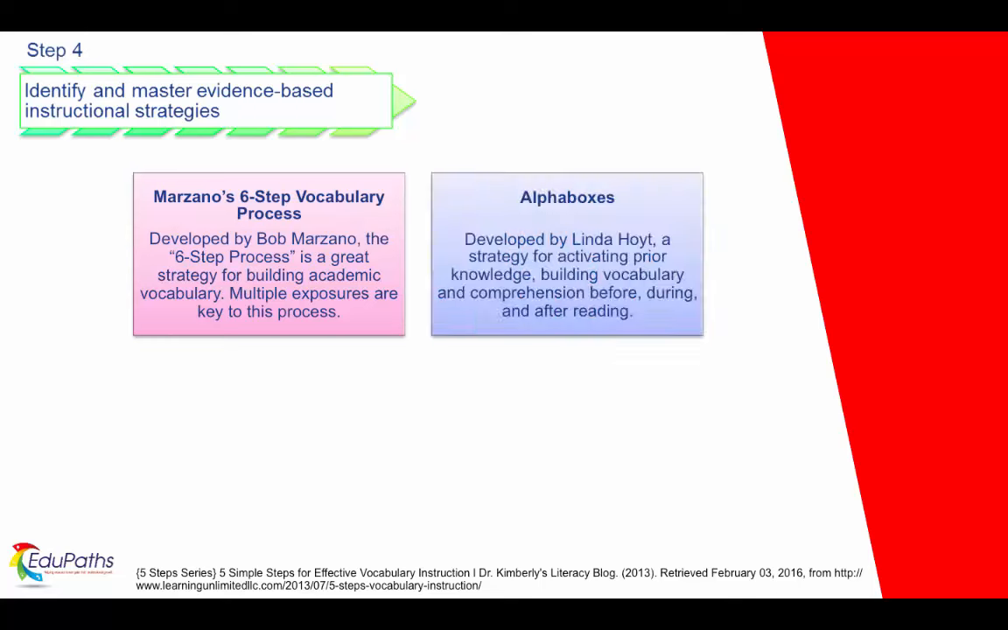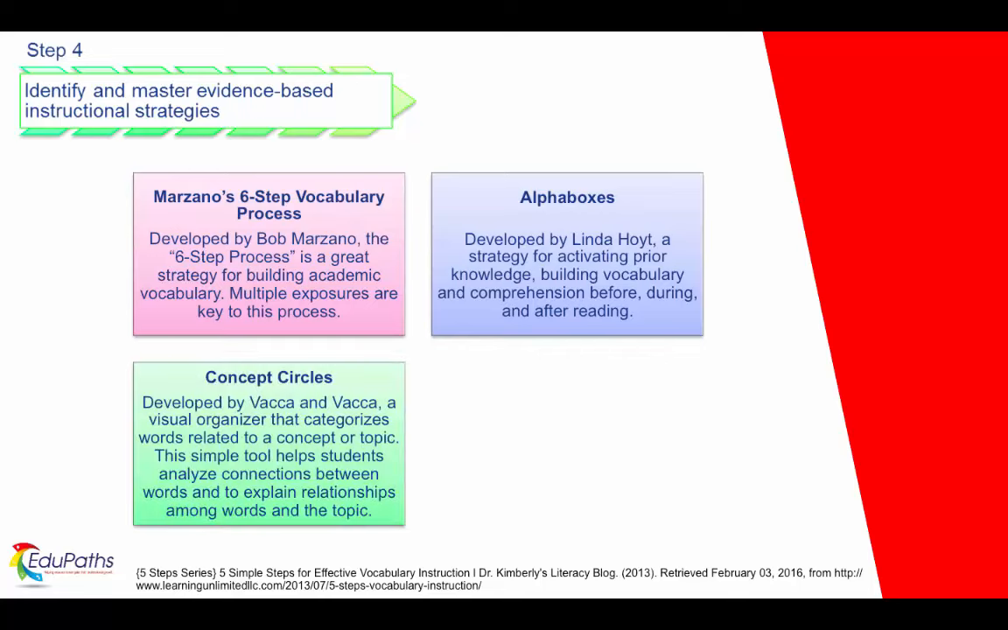You can use a strategy called Alpha Boxes, developed by Linda Hoyt, which is a strategy for activating prior knowledge, building vocabulary and comprehension both before, during, and after reading. You can also use concept circles. Developed by Vaca and Vaca, it's a visual organizer that categorizes words related to content or topic. This simple tool helps students analyze connections between words and to explain relationships among words and the topic.